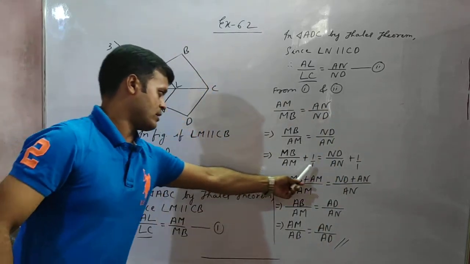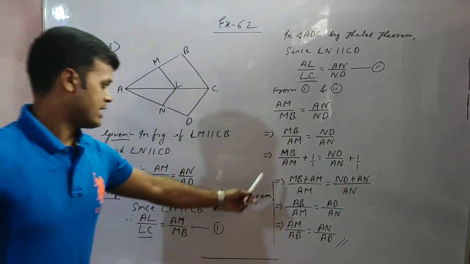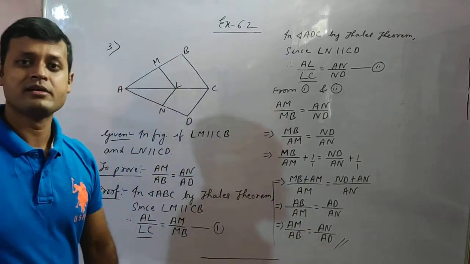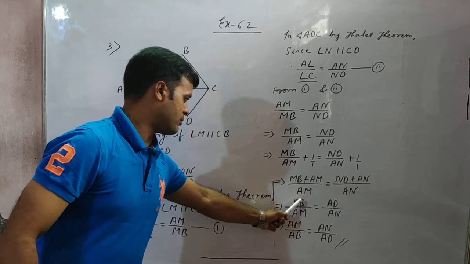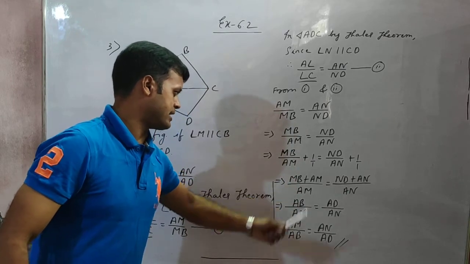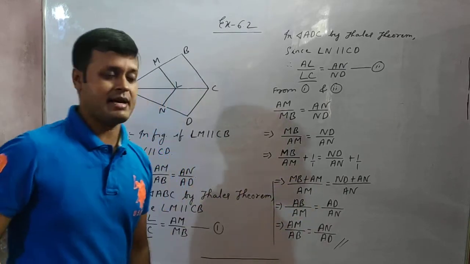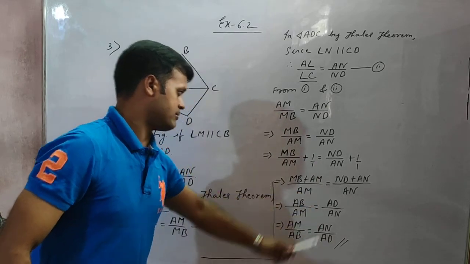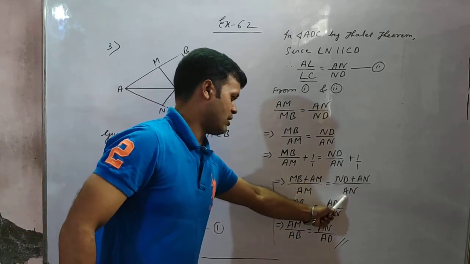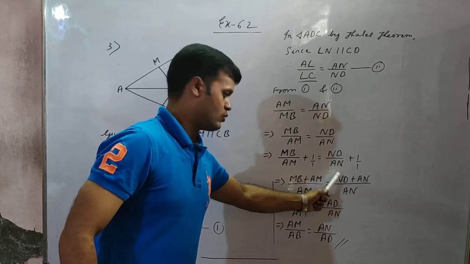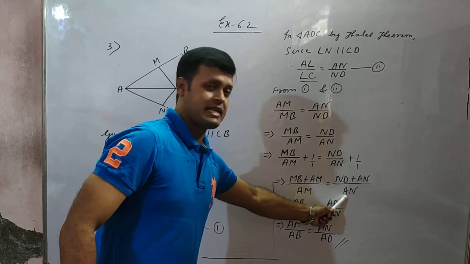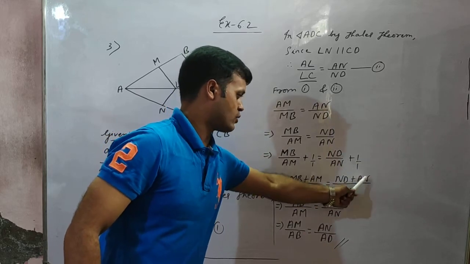So now AM and 1, what is the LCM, students? AM and 1, LCM will be AM. So AM will go how many times in AM? 1 time. So 1 into MB, write MB. This 1 will go how many times in AM? AM times, so AM into 1 is AM. This AN will go how many times in AN? 1 time, so 1 into ND. This 1 will go how many times in AN? AN times, so AN into 1 is AN.